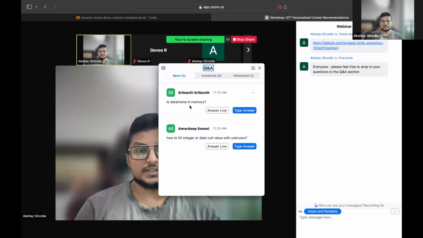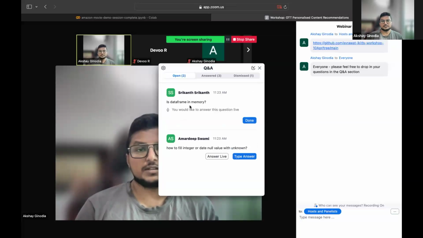But for this particular thing, we are loading into a thing called Colab. It's an open source, or not exactly open source, but provided by Google. It's free to use. You can use it for your data science exploration. That's what we are using for today's session. But the data frame is loaded into memory.